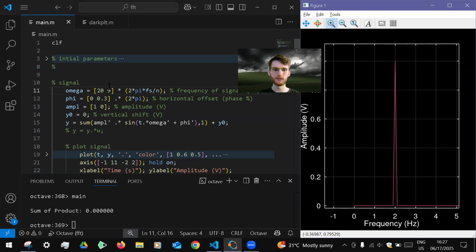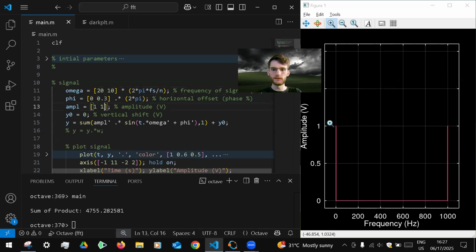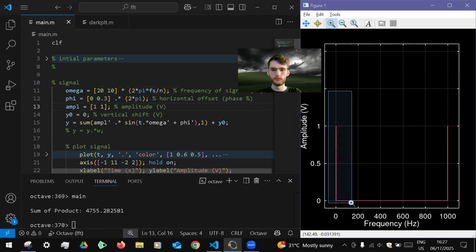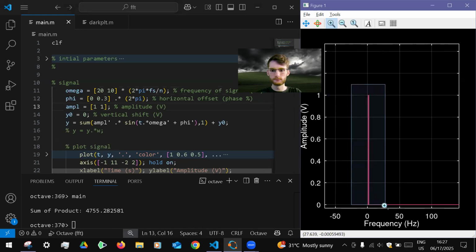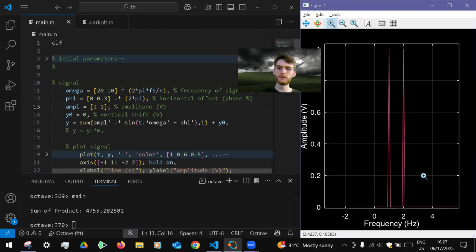Let me introduce another frequency. So let's do 1 hertz and 2 hertz. I have the amplitude on. There should be 2 peaks now. Let me zoom in. There you go. You have your 2 peaks.